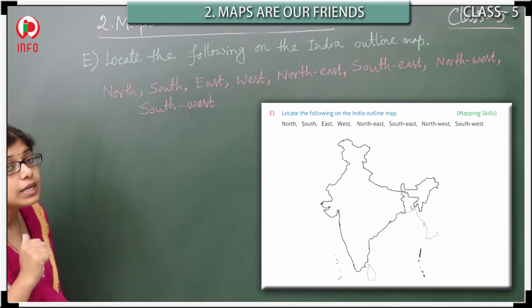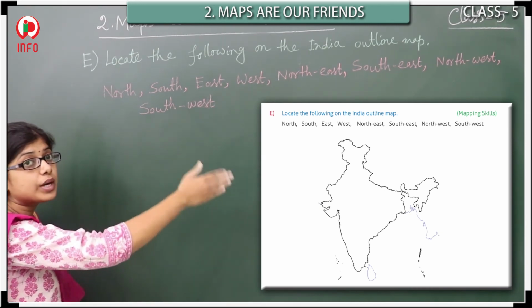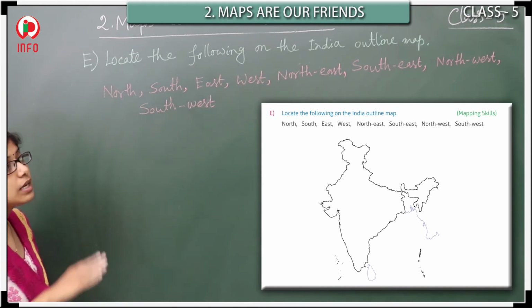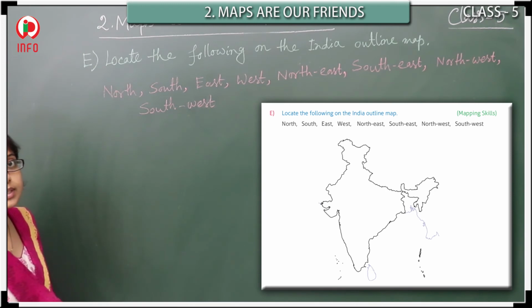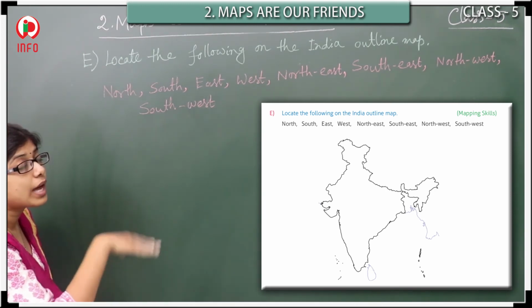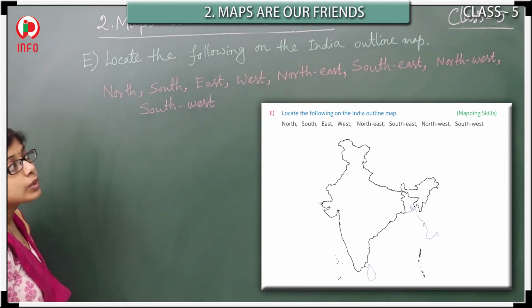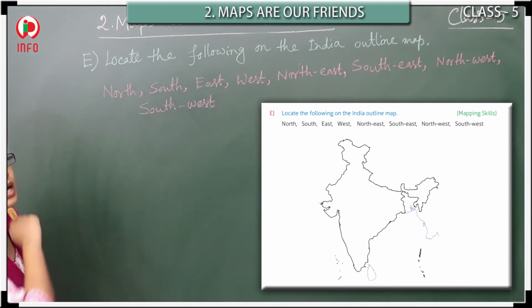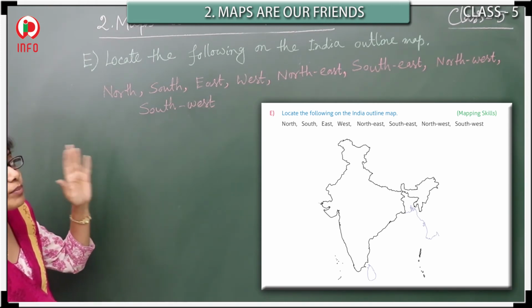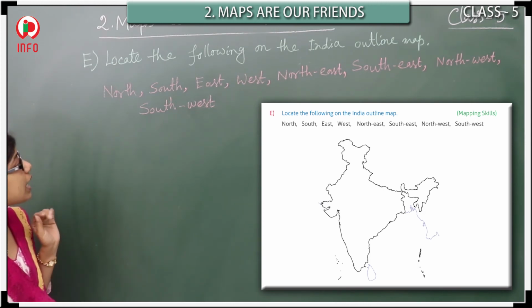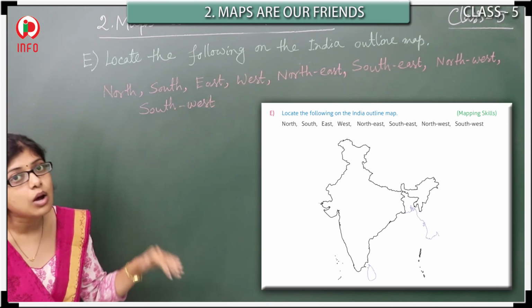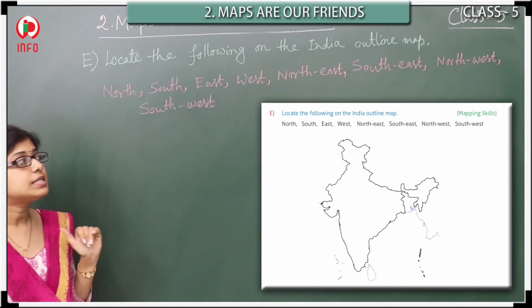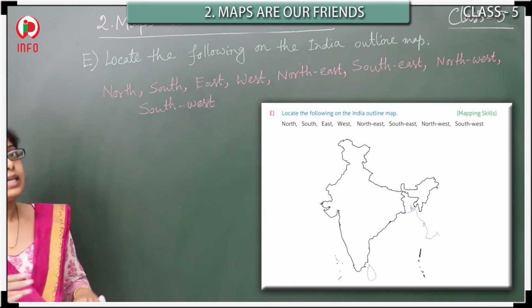And what about the northeast? Northeast means just between north and east side. That means this side. Next, what about the southeast? Southeast should be the middle of the bottom and your right hand side. What about the northwest? Northwest is the top side and your left hand side, the middle of the top, that means north and west. And what about the southwest? The middle of the south and west, that means the middle of the bottom and your left hand side. So in this way you have completed the E bit also.